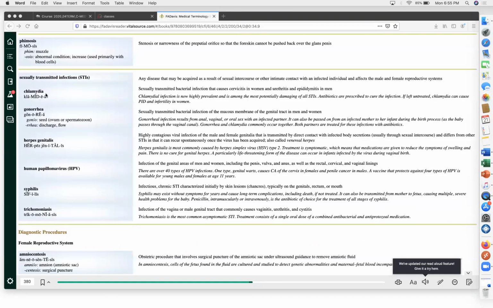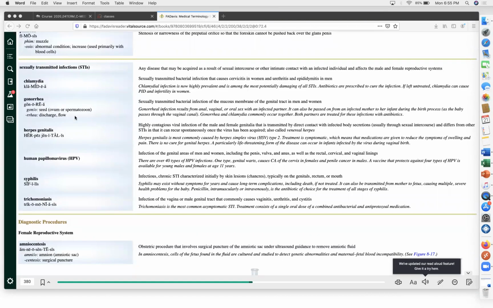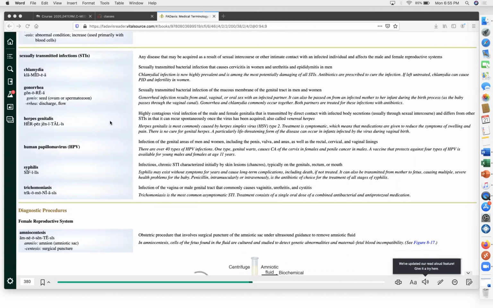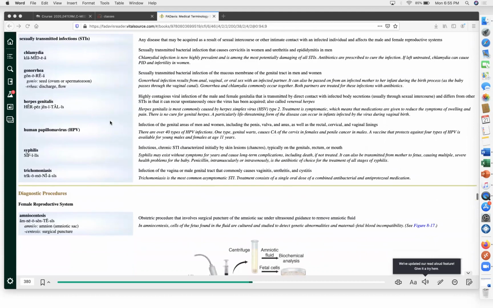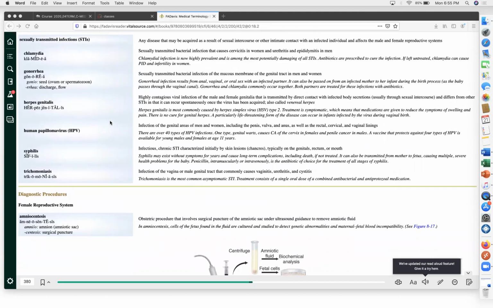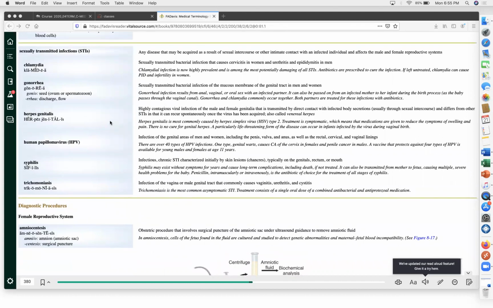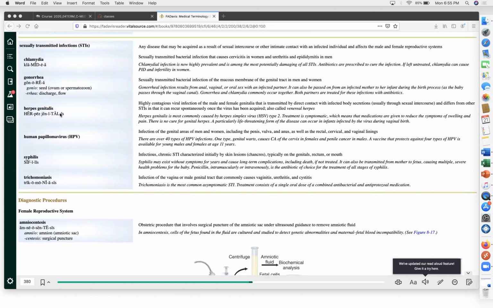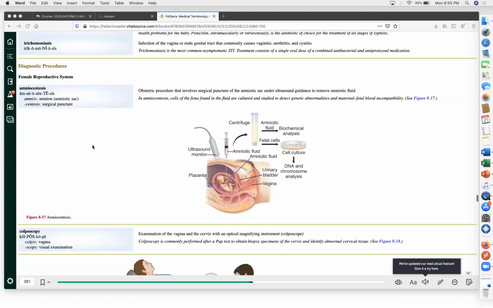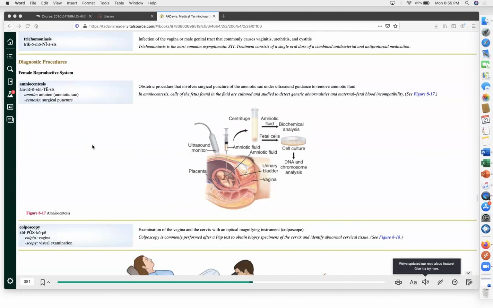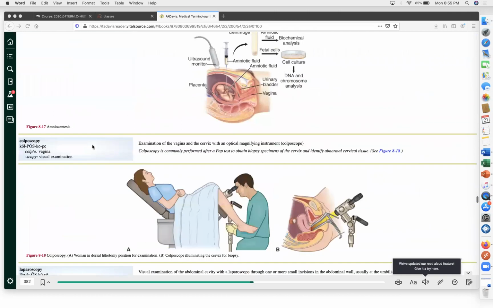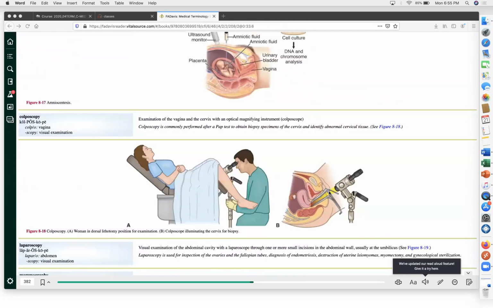STDs or STIs, chlamydia, most common. And oh, by the way, ladies, chlamydia is almost 90% asymptomatic in males. So go see your gynecologist regularly, especially if you're a younger, sexually active person. Screenings for STIs and screening for HPV is very, very common, and it's kind of important because it'll prevent a whole bunch of issues.